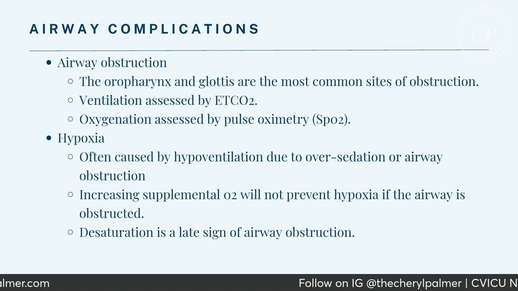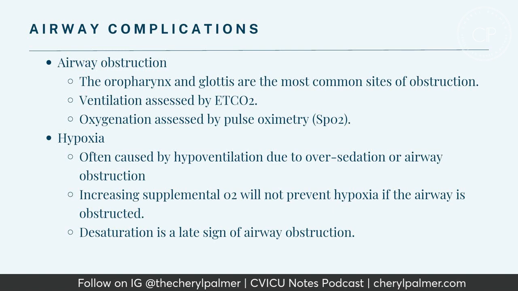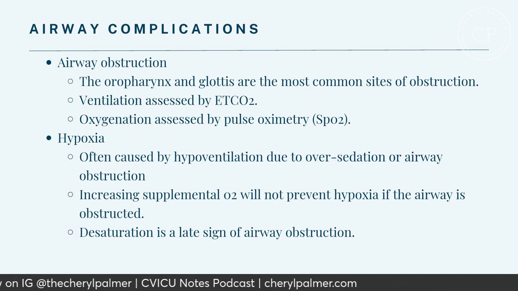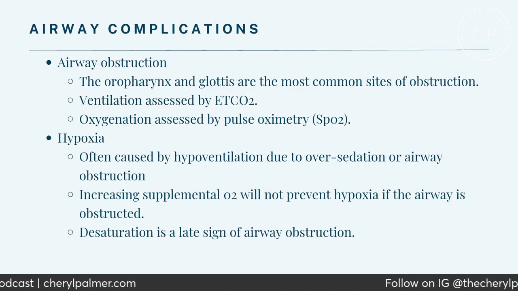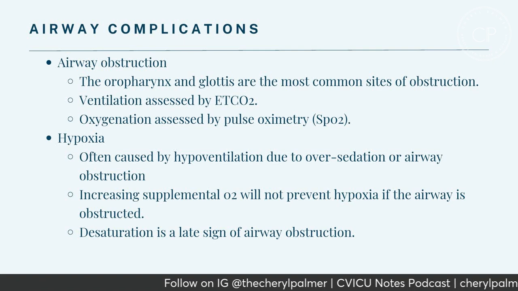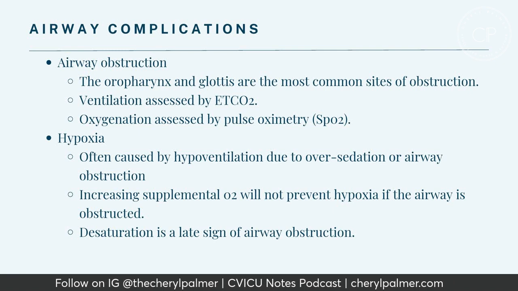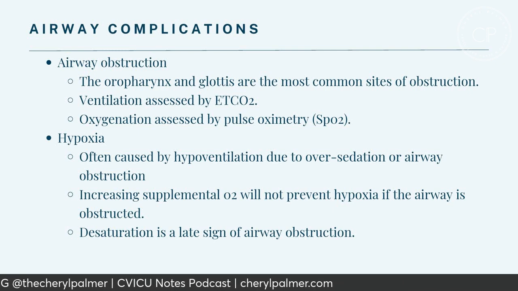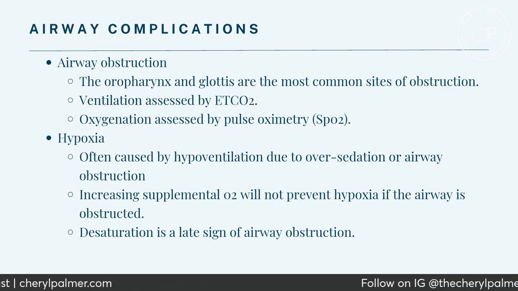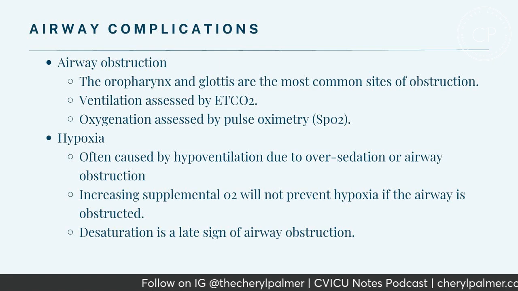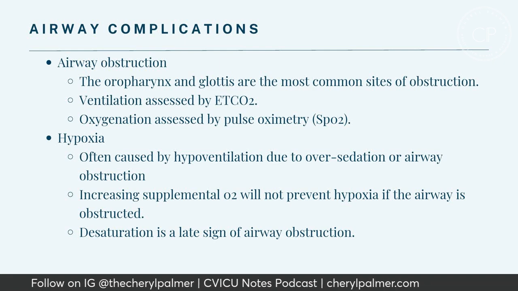Airway obstruction. The oropharynx and glottis are the most common sites of obstruction. Ventilation assessed by end-tidal CO2. Oxygenation is assessed by pulse oximetry or SpO2. Hypoxia, often caused by hypoventilation due to oversedation or airway obstruction. Increasing supplemental O2 will not prevent hypoxia if the airway is obstructed. Desaturation is a late sign of airway obstruction.